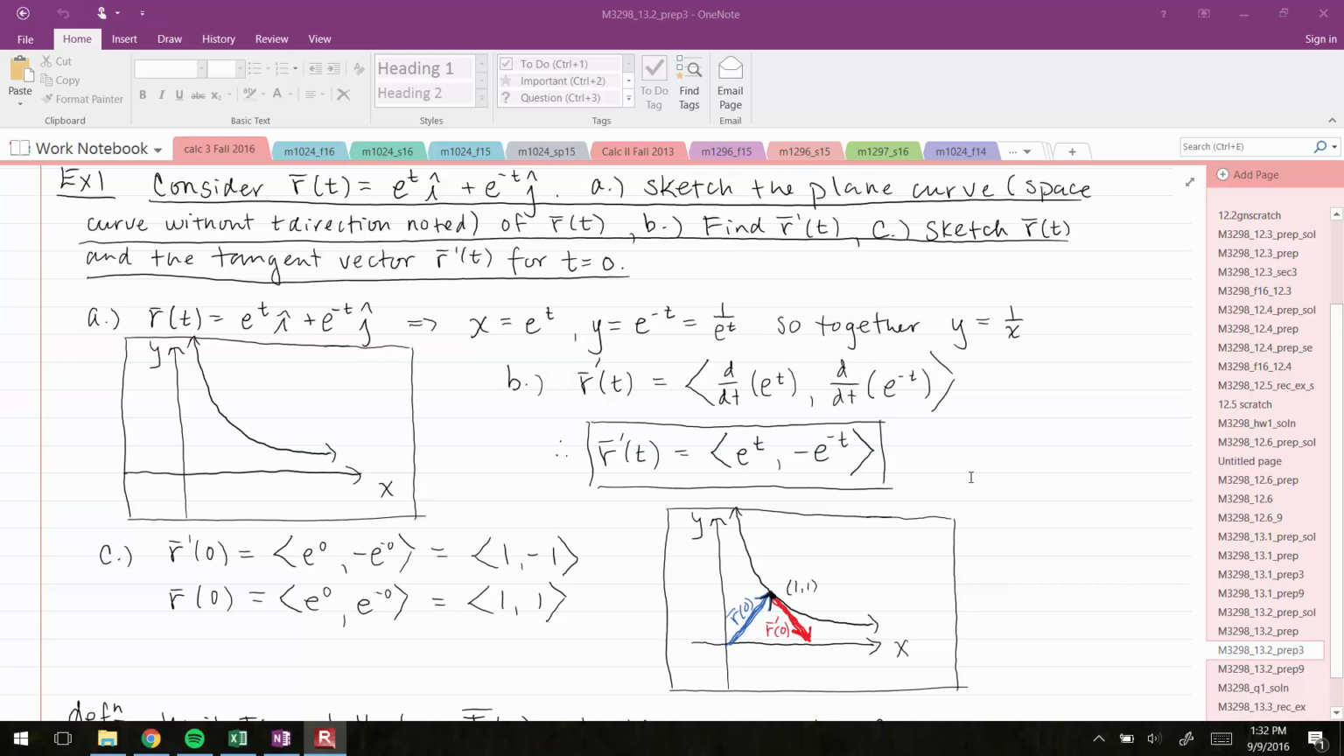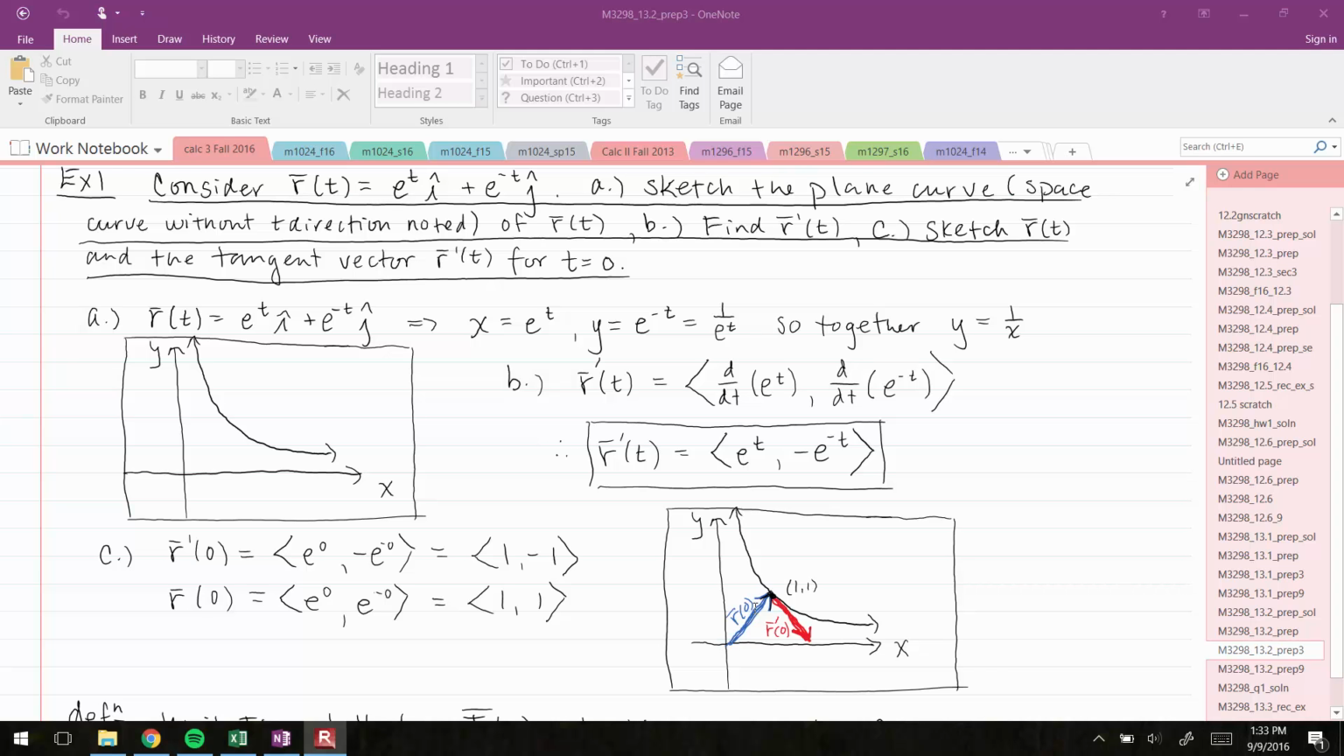And then finally C, here sketch the graph of the vector function r of t and the tangent vector r prime of t for t equals 0. So to get what those vectors would be, you simply plug in t equals 0 into each of those equations you found or were given. So one is the vector 1, 1, the other one is the vector 1, negative 1. So writing their appropriate labels here, when you draw the vector function evaluated at 0, it better be a point on your space curve or the plane curve, otherwise there's a mistake.